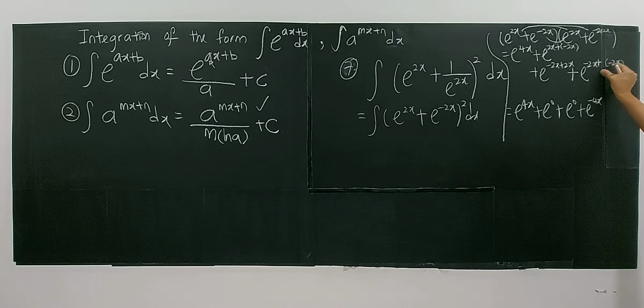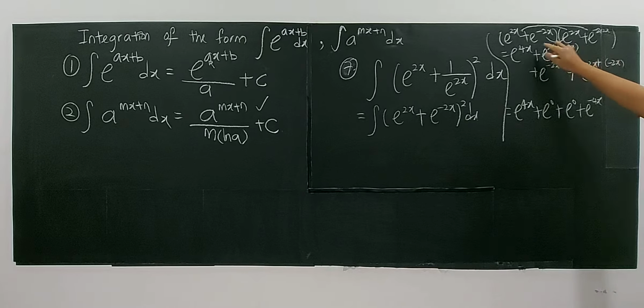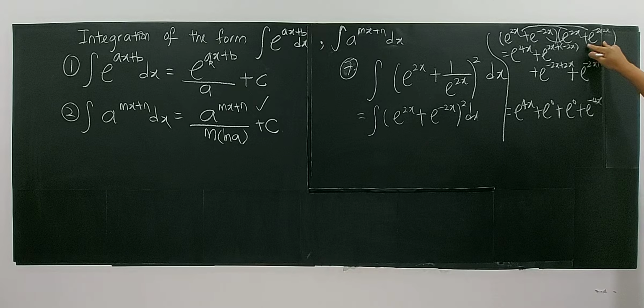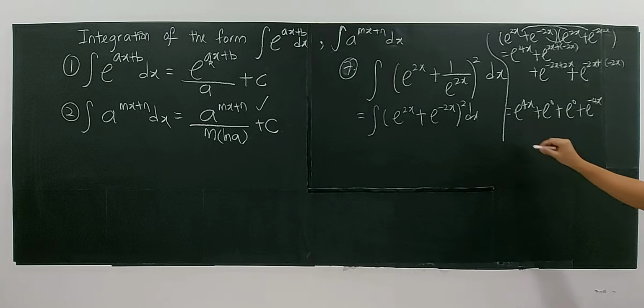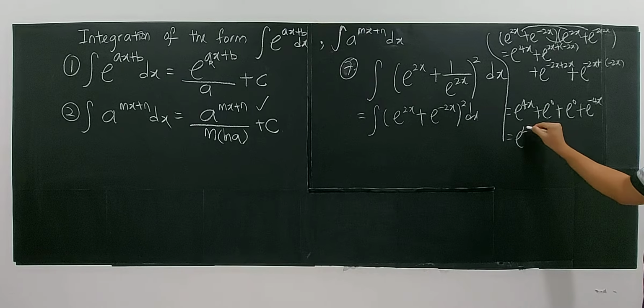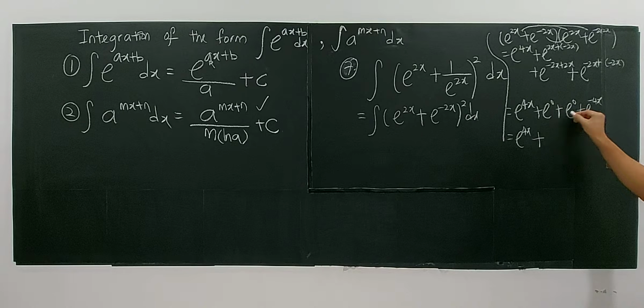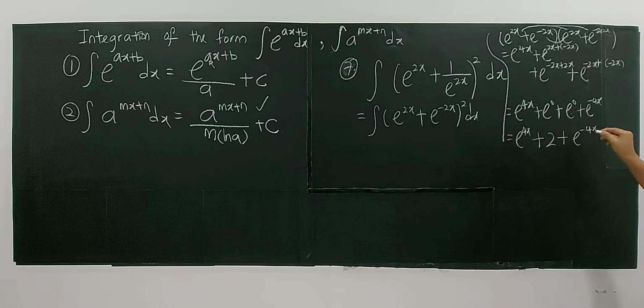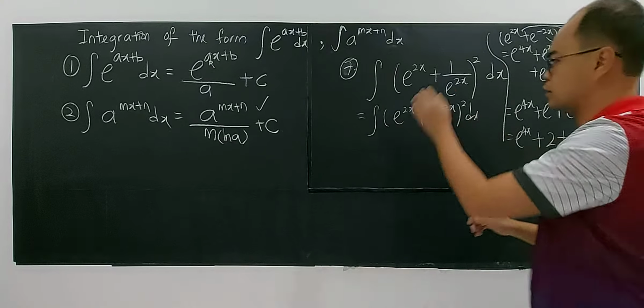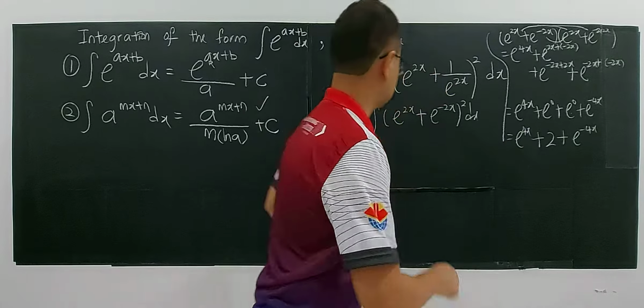Negative 2x plus negative 2x, so e^(-2x) times e^(-2x), you have negative 2x plus negative 2x, which is negative 4x. So eventually you get e^(4x). e to the power of 0 is what? It is 1, right? 1 plus 1, so you have 2, plus e to the power of negative 4x. Later, you replace this whole thing with this.